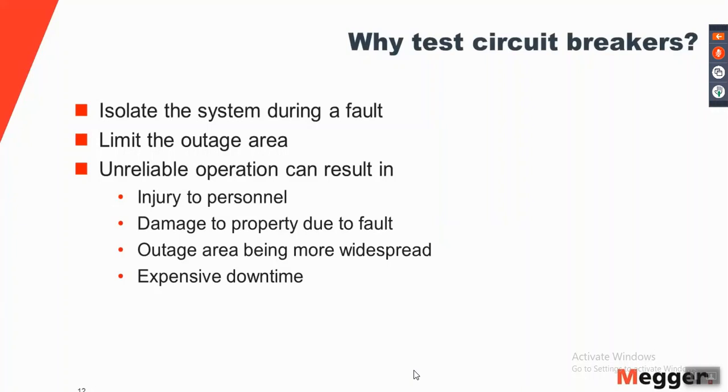Unreliable operation of the breaker can be in two forms. It can trip when it's not supposed to, or it may not trip when it's supposed to. The latter is called the dependability of a circuit breaker. So a dependable circuit breaker should trip when it's supposed to. If it doesn't trip when it's supposed to, it will result in injury to personnel, damage to equipment and property, and the outage area being more widespread.